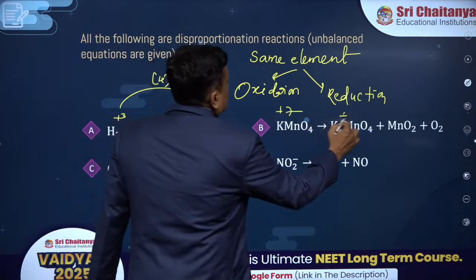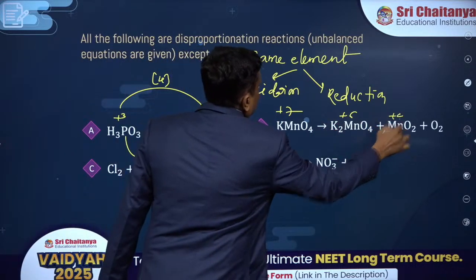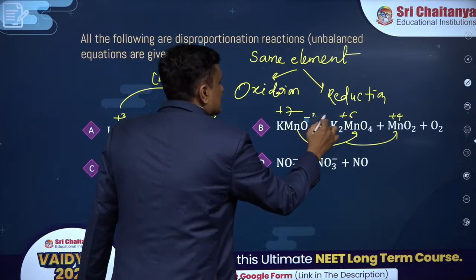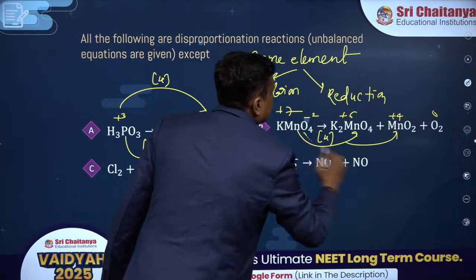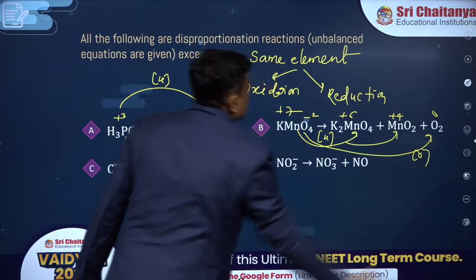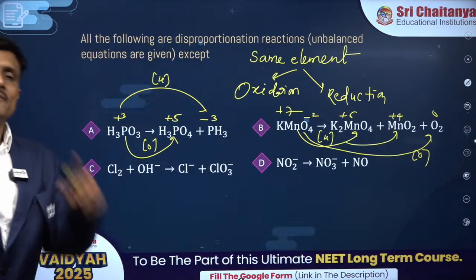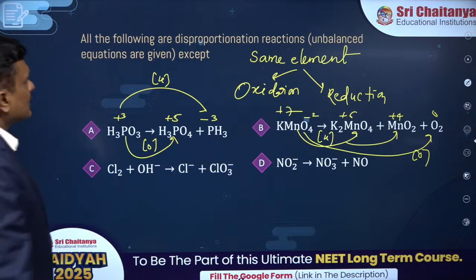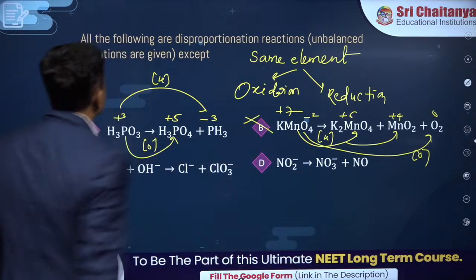Plus 7 to plus 6 and plus 4, that means reduction. Oxygen minus 2 to 0, oxidation. Different elements are undergoing redox reactions. It is not the same element. So this is not disproportionation. So this should be the right answer.